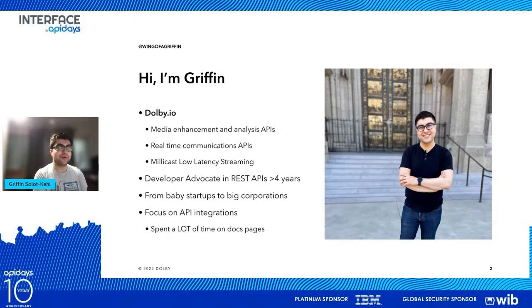I've been in this space for over 4 years using REST APIs the entire time, from baby startups of 20 or fewer people to large corporations of thousands of people. So I have a big focus on API integrations. I have spent a lot of time building Slack apps, building things on Twilio, and building things with Google Cloud. I've spent a lot of time on different documentation pages, which made me think about what works and what doesn't work in terms of actually having a good API.